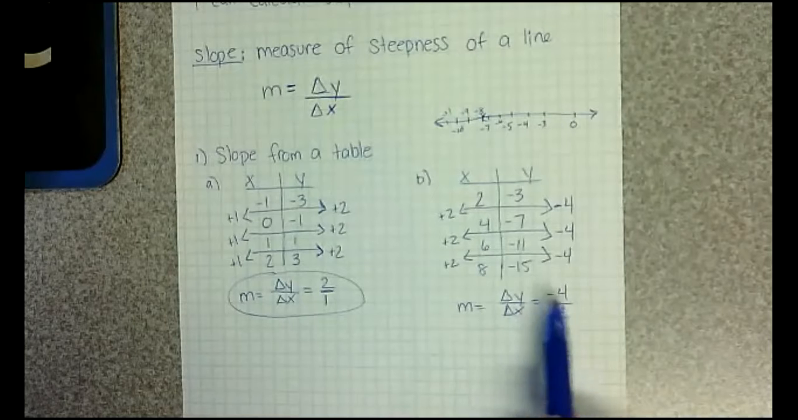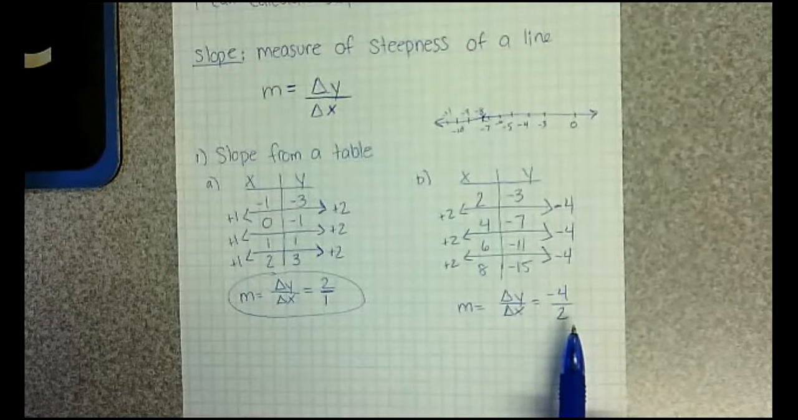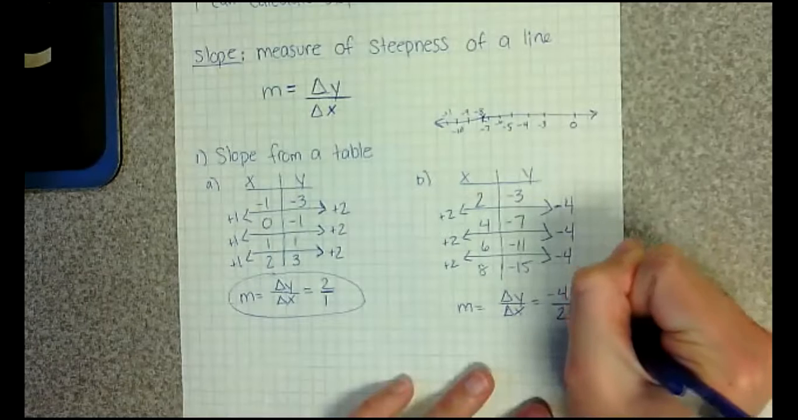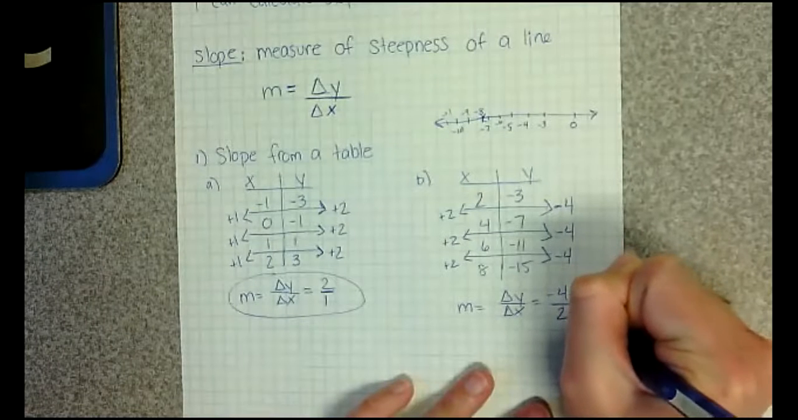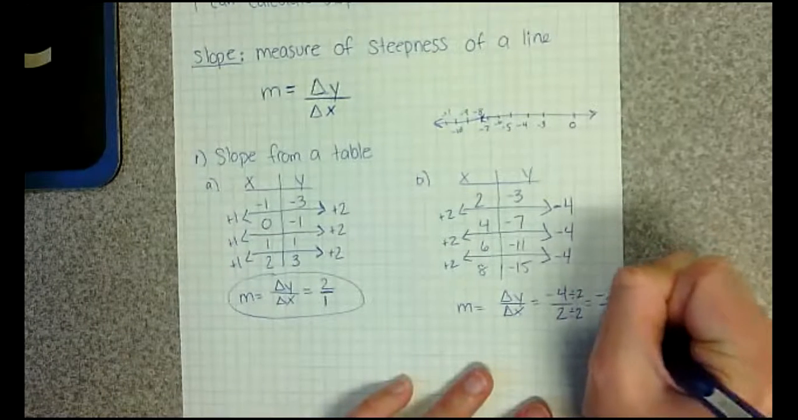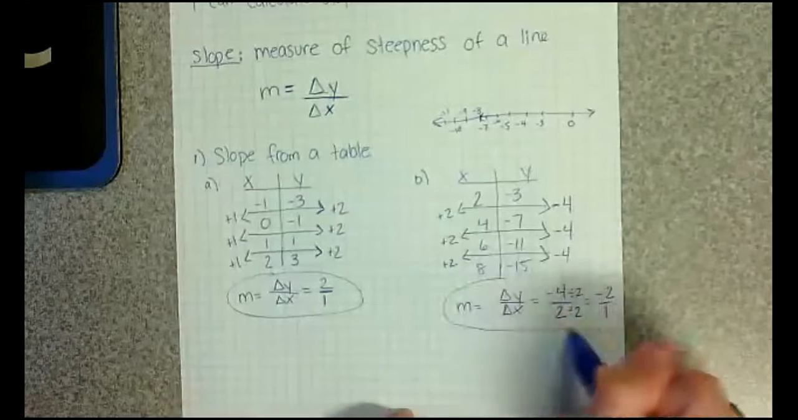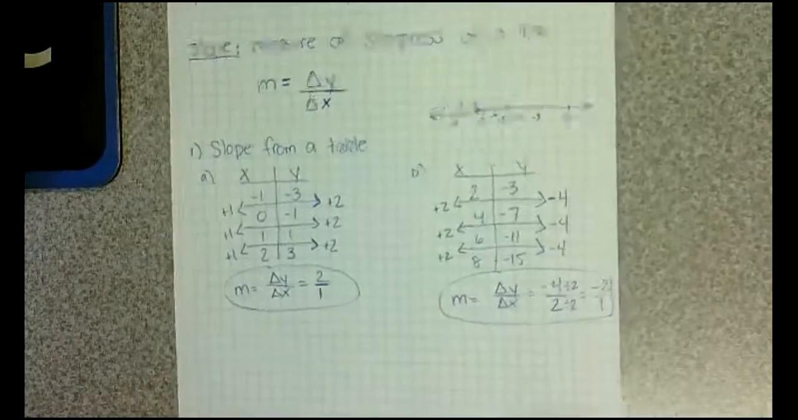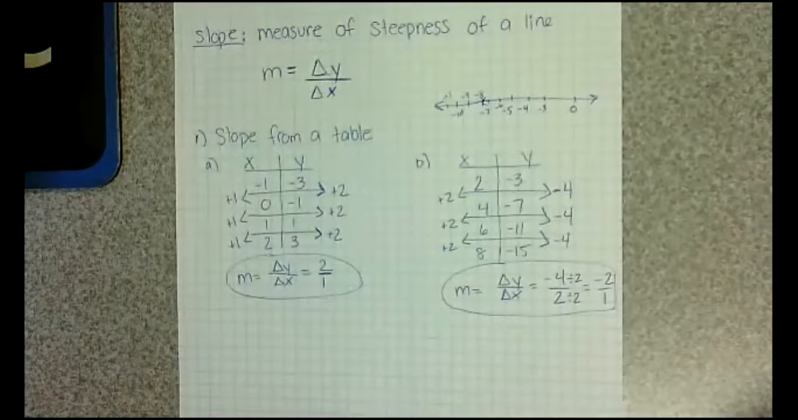How can we make this answer better? We can simplify. Divide it. Yep, so we can divide it, we can simplify it. Anytime that you can simplify, guys, I want you to. So I can divide both of these by 2 to end up with -2 over 1. Okay. So we're finding the change in y over the change in x.